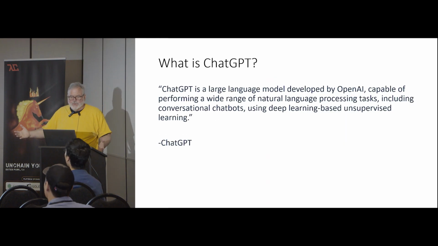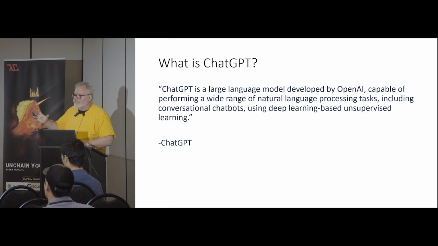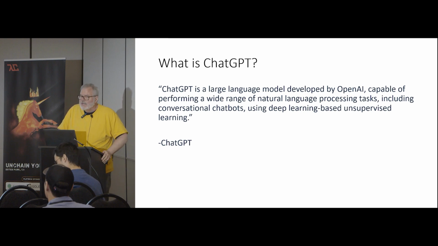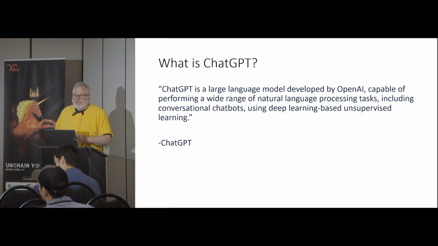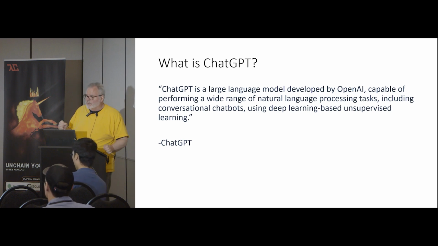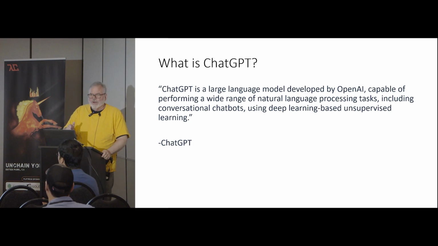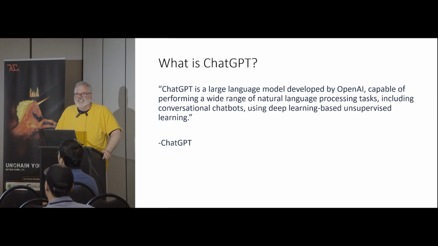What is ChatGPT? Why, it's a large language model developed by a company called OpenAI. It can perform all sorts of natural language processing tasks, such as chatbots, and it uses deep learning-based unsupervised learning. How do I know that? Well, I went into ChatGPT and I asked it, what is ChatGPT? And that is verbatim what it told me. I copied and pasted it out there. This slide was the easiest one to create.